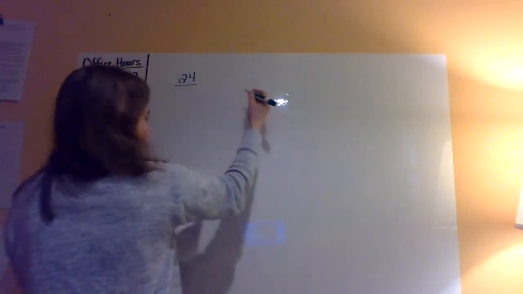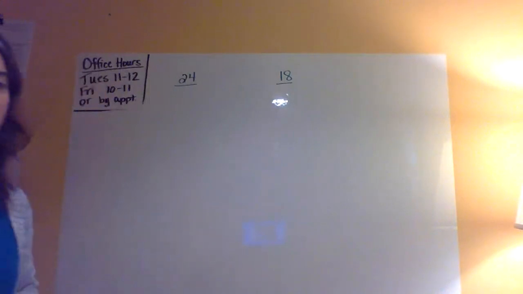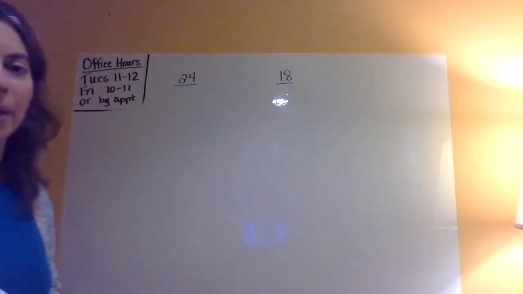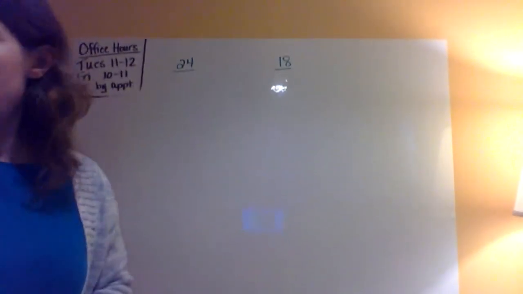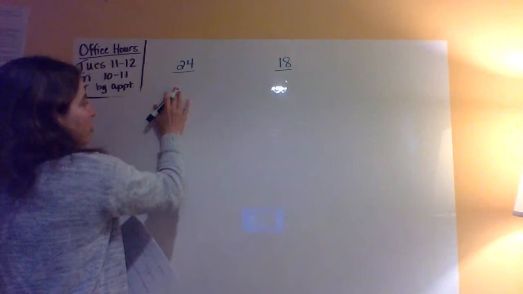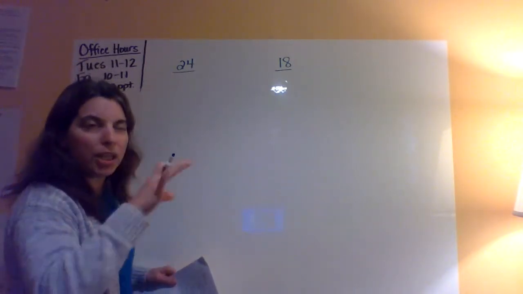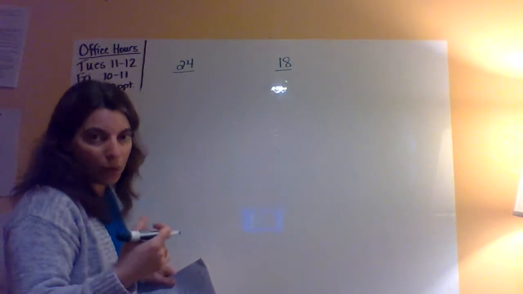So for the first one, I ask you to list all the factors of 24 and then all the factors of 18, and then we're going to see what factors they have in common and what their greatest common factor is. So if we think about factors of 24, and we spoke in the beginning of the semester about a way we can really neatly figure out our factors and know we're not missing any. So we go in order.